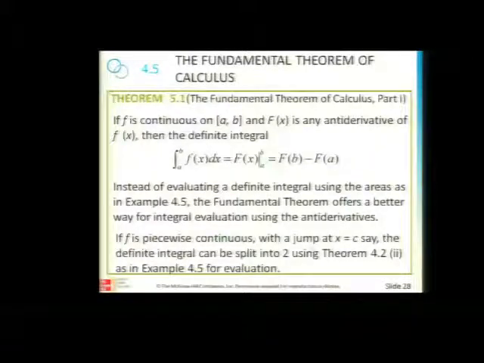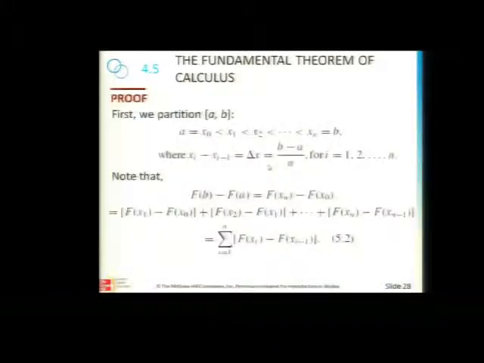So if it has a jump or a discontinuity at a point x equals c, then we split this into two, from a to c and then from c to b. I went through that. And then we can still apply the fundamental theorem to solve the problem. As for the proof, I won't go through it. Let's skip the proof. You can find the details of the proof in the textbook.